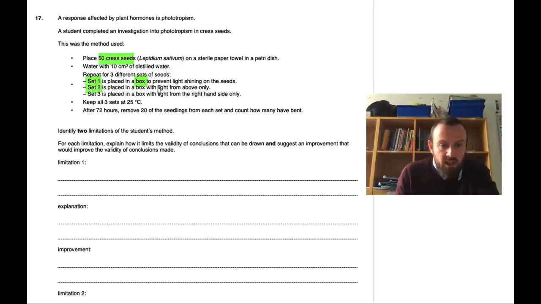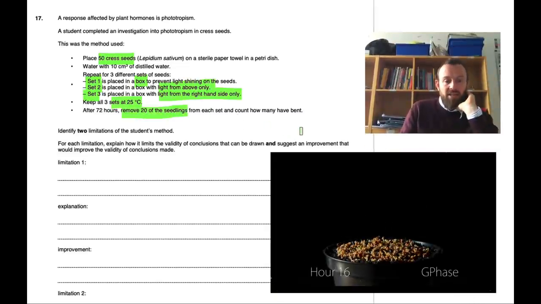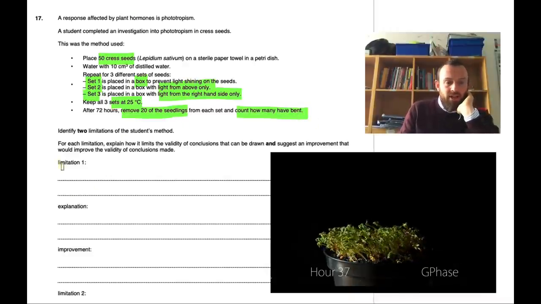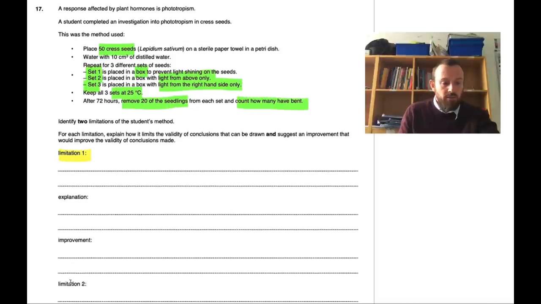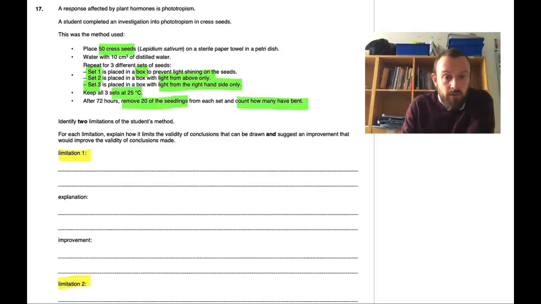Set two is light from above only, so directly above. And set three is light from the right-hand side only. All sets are kept at the same temperature, 25°C, and then after 72 hours, you remove 20 of the seedlings from each set and count how many have bent. So the question asks for limitations. Limitation one, explanation and improvement. Limitation two, explanation and improvement. So I'll show you the mark scheme here in a second, but I'll just jump in with some quick observations. So first of all, it's this remove 20 of the seedlings.